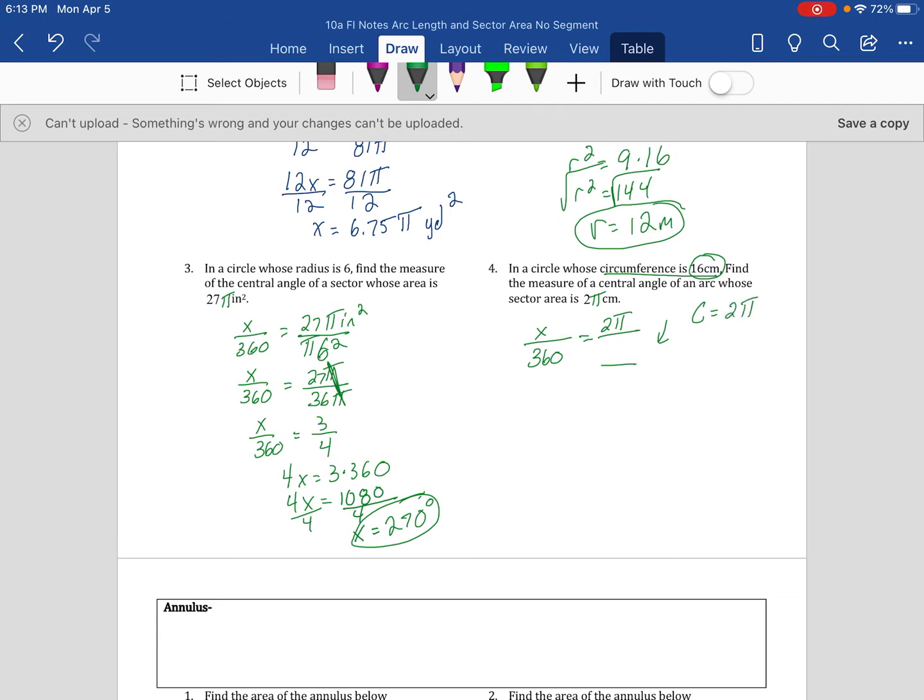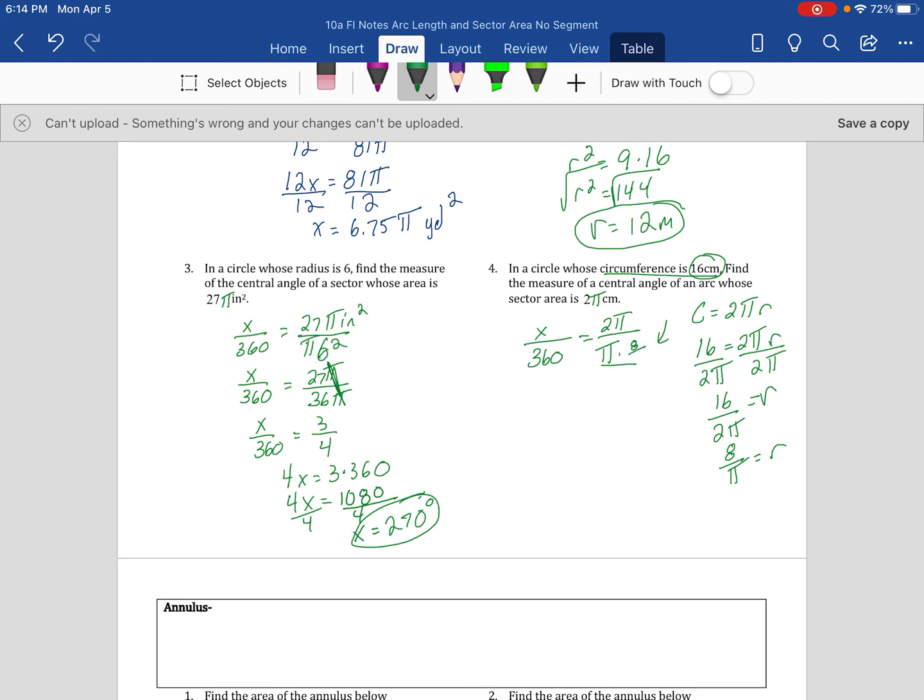Well, I know circumference is equal to 2 pi r. So if my circumference is 16 centimeters, then I have enough information to find my radius. And this question does not come out nice. So my radius in this case is 16 over 2 pi, which simplifies to 8 over pi. And so now I can use that.